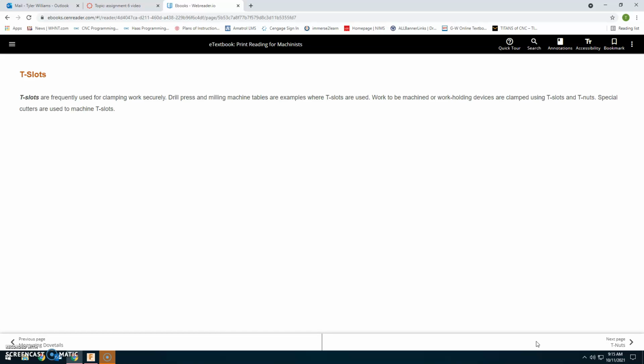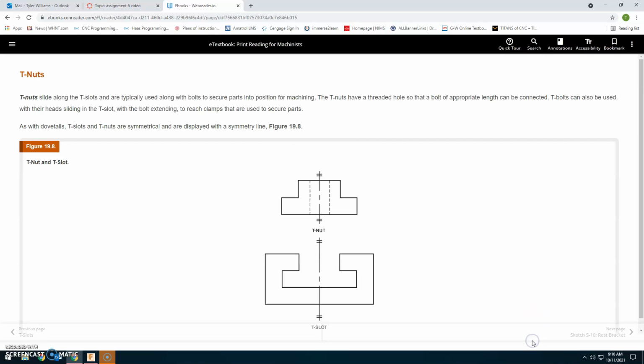T-slots. T-slots are frequently used for clamping the work securely. Drill press and milling machine tables are examples of where T-slots are used. Work to be machined or work holding devices are clamped using T-slots and T-nuts. Special cutters are used to machine T-slots. T-nuts slide along the T-slots and are typically used with bolts to secure parts into position for machining. The T-nuts have threaded holes so that a bolt of appropriate length can be connected.